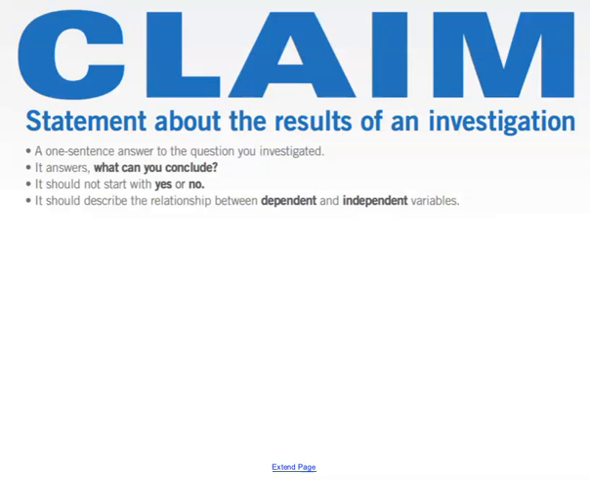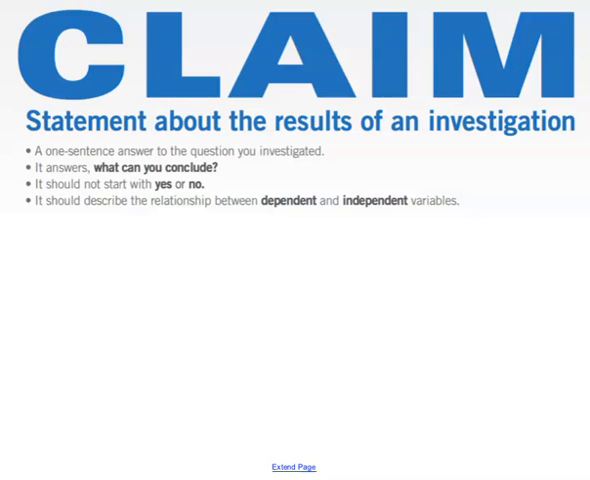So if we look at the claim, remember, it's just one sentence, and it's a one-sentence answer to the question you're investigating. Its answer is what you conclude. So a lot of times I tell students to do this last. Look at the evidence, look at the scientific principles, and figure out what evidence is necessary, what scientific principles you want to use. And you can even write the reasoning before you write the claim.